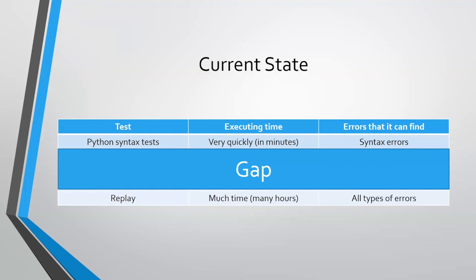Python syntax tests are very quick in execution, obviously, and don't require much computing power. So we execute them for any pull request. But the only type of error it can find is syntax error. And there is also the full integrational test, also known as replay.